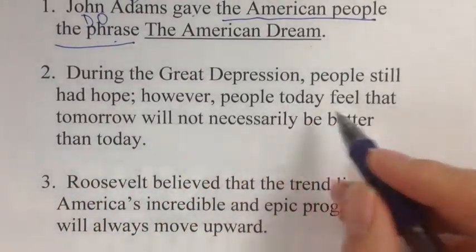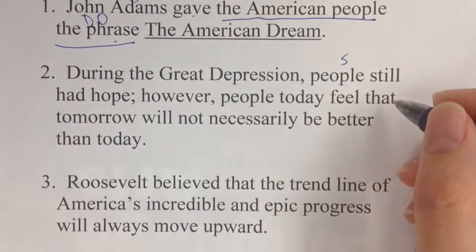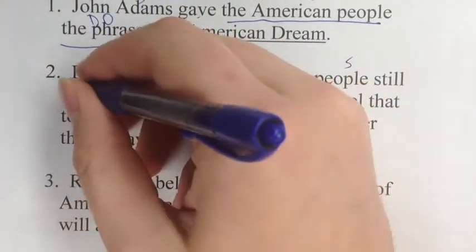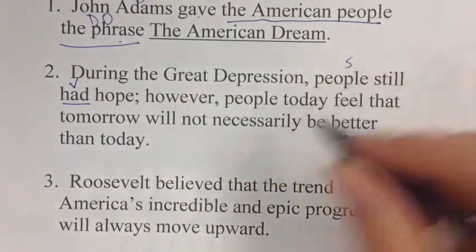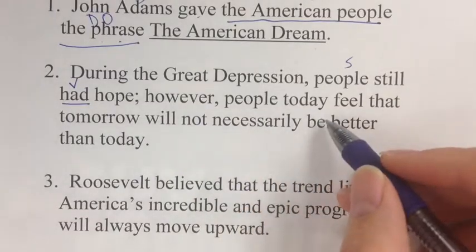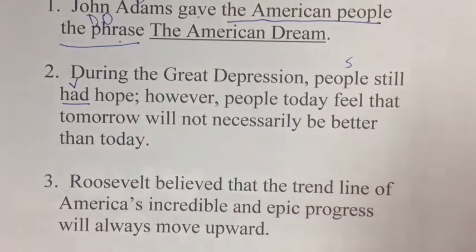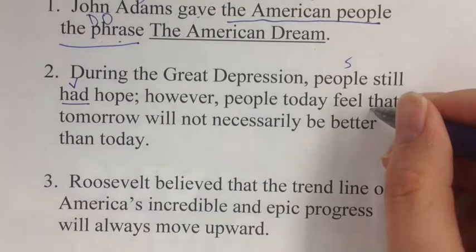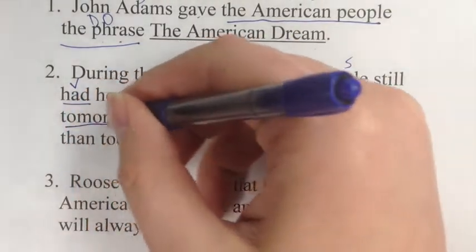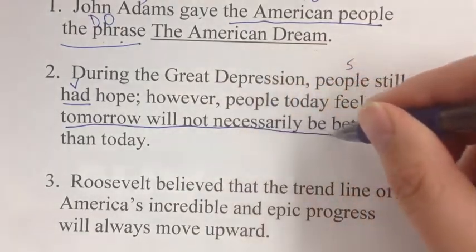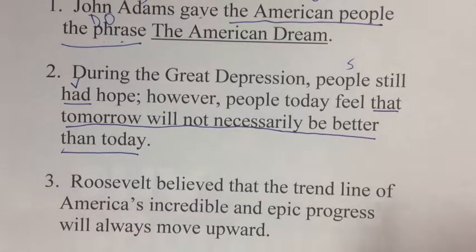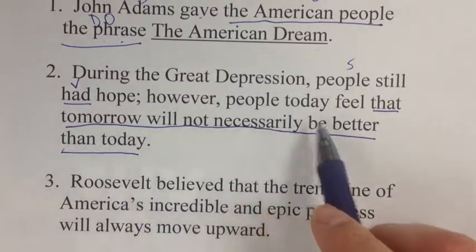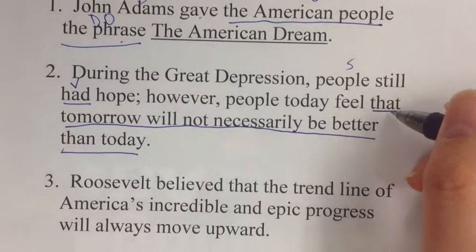During the Great Depression, people, here's our subject, still had, here's our verb, hope. So here's our first independent clause. People still had hope. However, people today feel, and then here is our subordinate clause, that tomorrow will not necessarily be better than today. So we have two independent clauses. We have people still had hope and people today feel, and then we have our subordinate clause here, the direct object of feel. This is a noun clause right here.